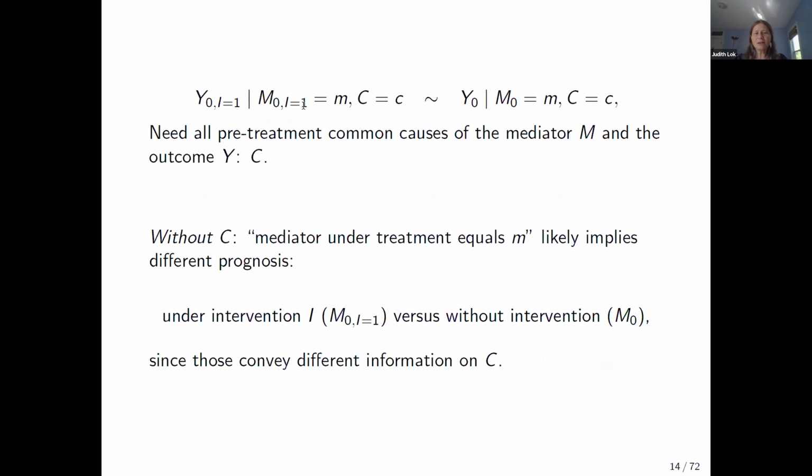or this mediator conveys different information on C because the distribution of M0 and the distribution of M1 given C are different. So if we condition on this mediator versus this mediator, we convey different information on C. And C is also a cause of the outcome, so that would also affect the distribution of these two quantities. I will get back to these common causes of the mediator and the outcome later.